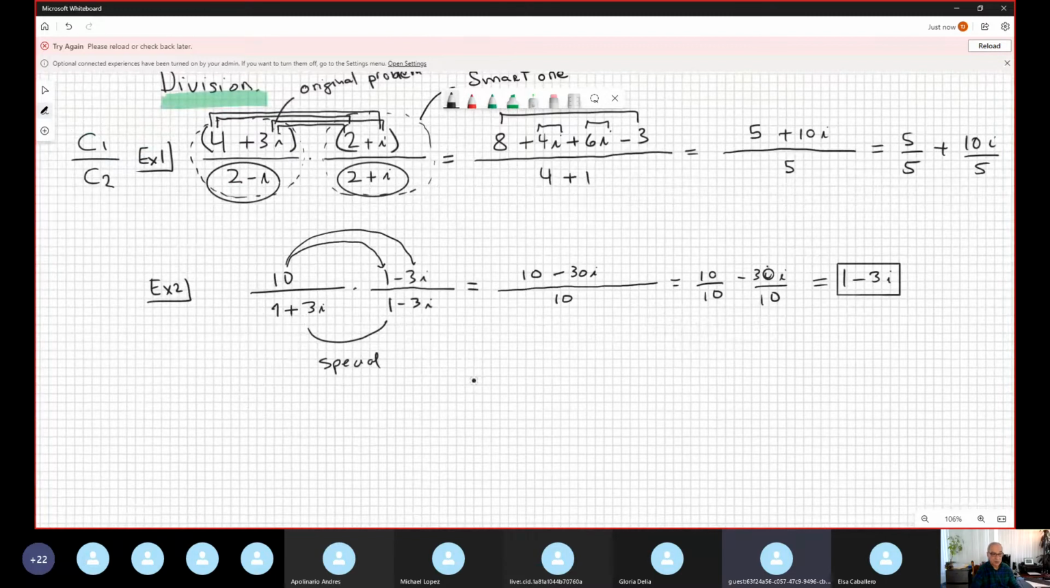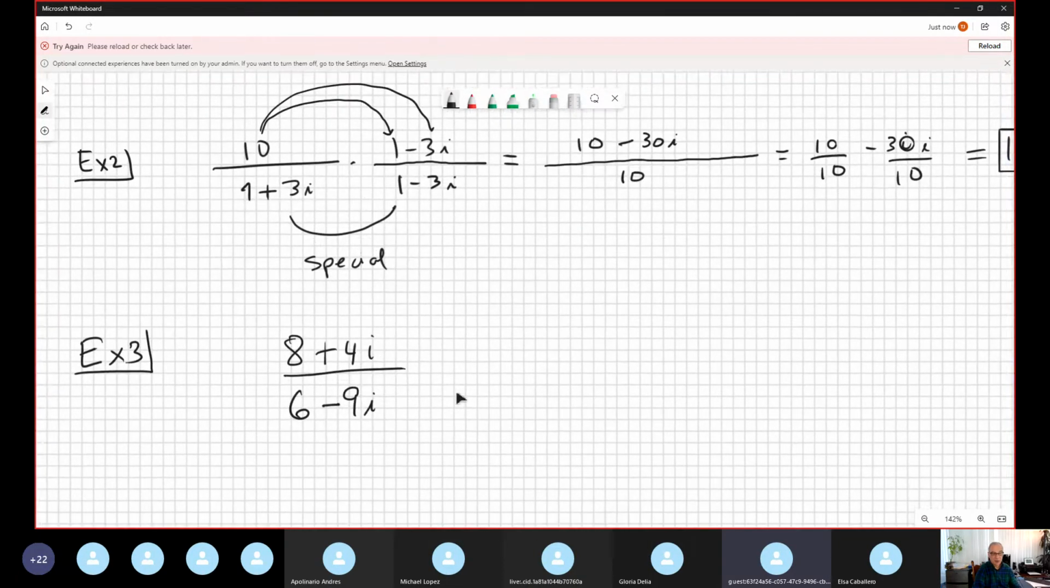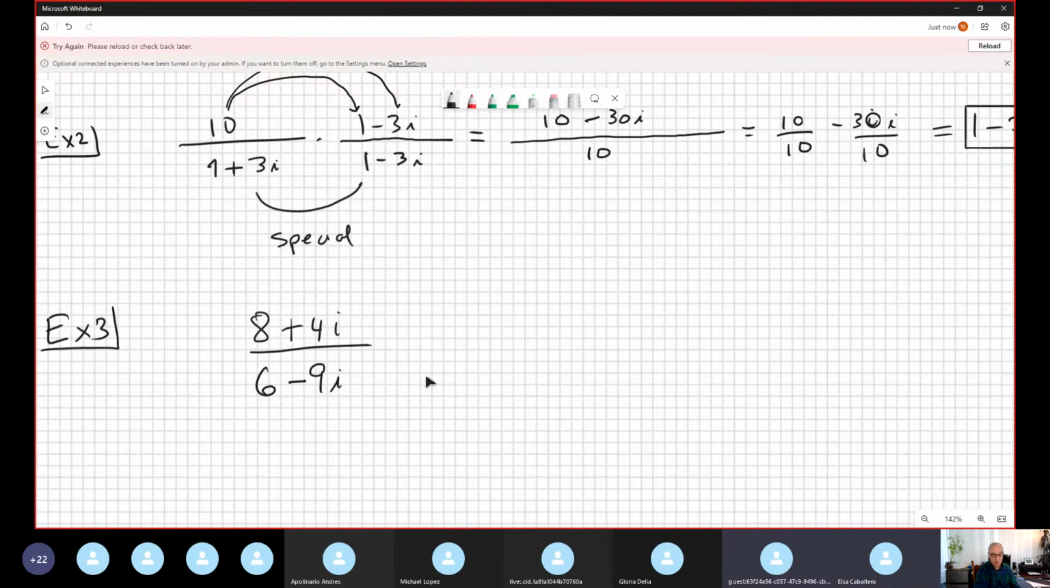One more division. Example 3 of division. I need help. 8 plus 4i divided by 6 minus 9i. You guide me. What is the first thing you should do? The smart one. What is that? It's the same number but with a different sign in the denominator. So 6 plus 9i. Like that? Yes. Cool.